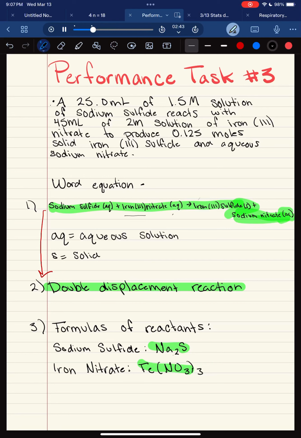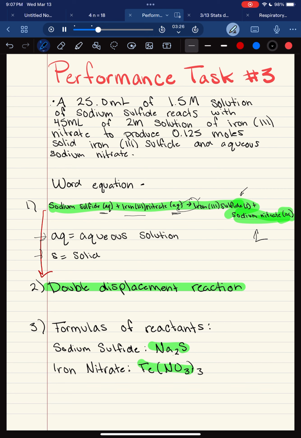For this problem today, the first thing we're going to do is make a word equation. So we have sodium sulfide plus iron nitrate. Can't forget: sodium sulfide (aq) plus iron(III) nitrate (aq) reacts, and we put that arrow here. These are our reactants on the left, and then the products on the right. So on the right we have the products of iron(III) sulfide and sodium nitrate. The aq is for aqueous solution, and the s is for solid.